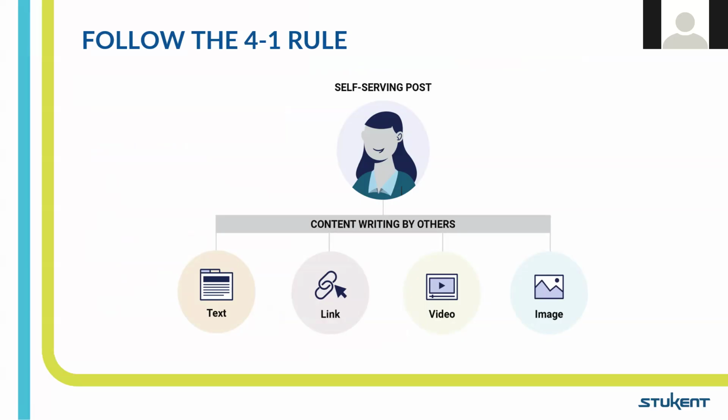Now, having said all of this, I just want to reiterate the need to not be too self-serving in your content, and that is the 4-to-1 rule. The 4-to-1 rule is that for every one post that you create on LinkedIn promoting your own brand, you want to share 4 pieces of content that does not. It could be an image, video, link, text, whatever. You can promote user-generated content, third-party content, articles, data, anything, just not your own stuff.